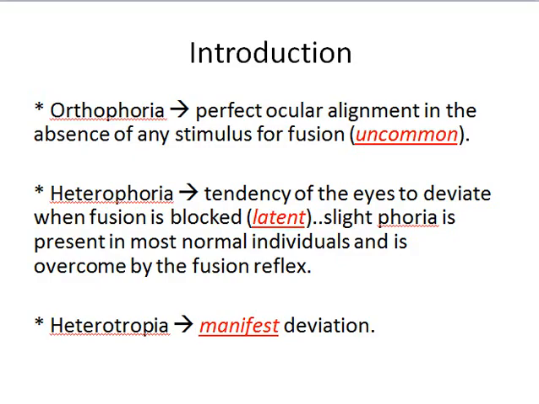Orthophoria. Orthophoria means perfect ocular alignment in the absence of any stimulus for fusion, which is uncommon. Heterophoria means tendency of the eyes to deviate when fusion is blocked, which means latent strabismus. Slight phoria is present in most normal individuals and is overcome by fusion reflex. Heterotropia means manifest deviation or squint.